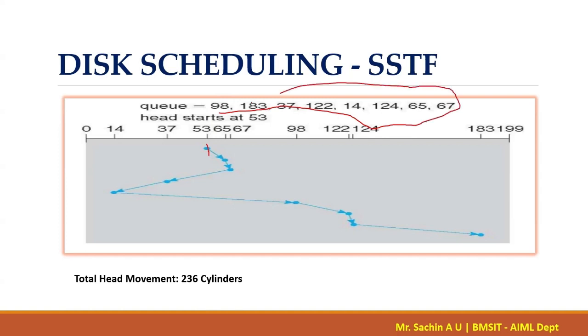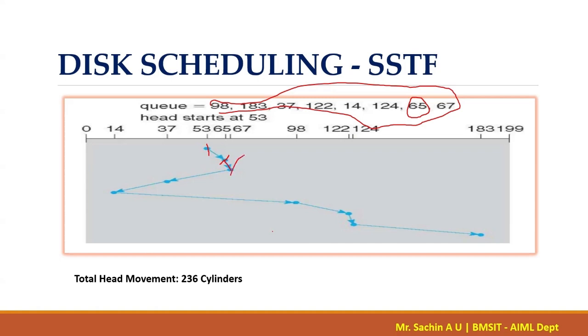If you look at this queue, which one is the nearest? 65 is the nearest value to 53. Yes or no? Yes. So that is why in shortest seek time first it will not go to 98, but it will first try to read the information which is there on 65. Now, where is the current status of the read write head? It is on 65. Now, which is nearest to 65? Nearest to 65 is 67. So now from 65, it moves to 67.